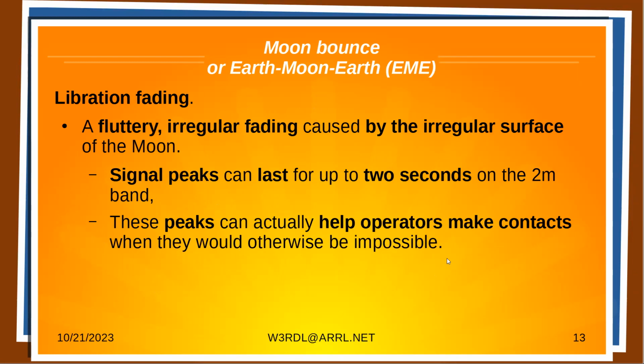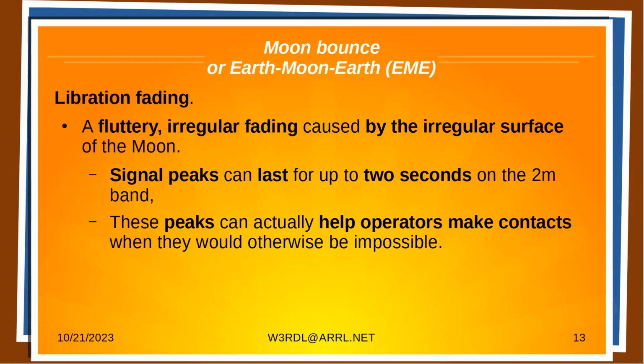There's also a thing called libration fading. Now, I always thought libration was wobble on the moon, but according to this text, it's a fading due to the irregular surface of the moon, all the craters and mountains and stuff. So it's not a nice smooth surface. And they claim that you can have signal peaks lasting for a couple seconds.